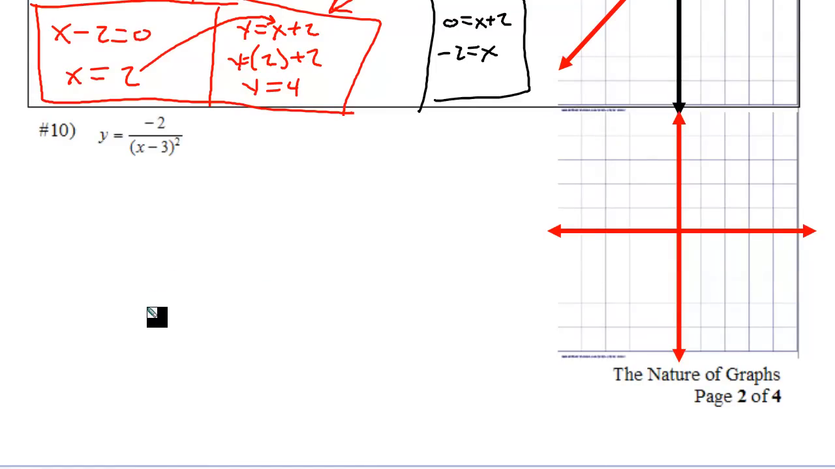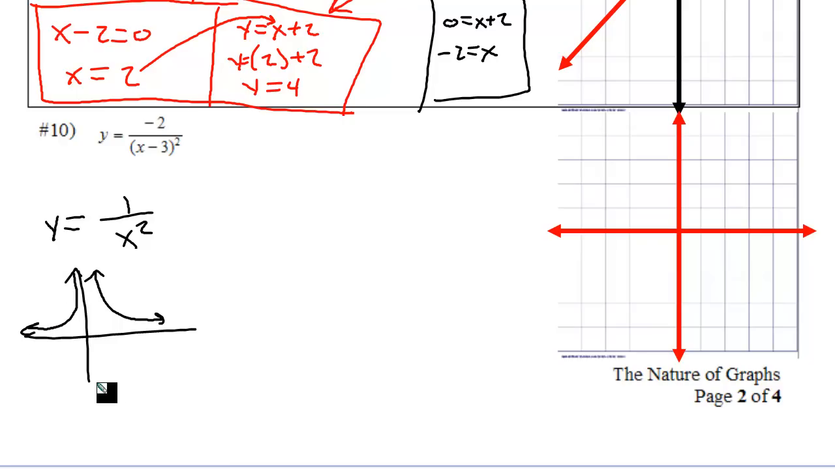Number 10 is different than 8 and 9 because this resembles a parent graph. This problem requires no work whatsoever. I'm going to show some work just so you understand, but it doesn't require any work. The parent equation for this is y equals 1 over x squared, which hopefully you know looks like this. Has a vertical asymptote at x equals 0 and a horizontal one at y equals 0.